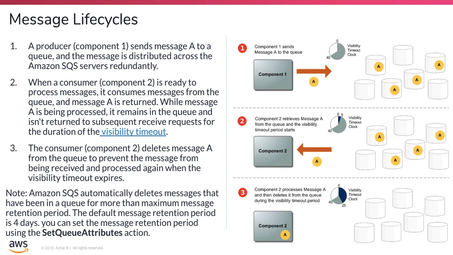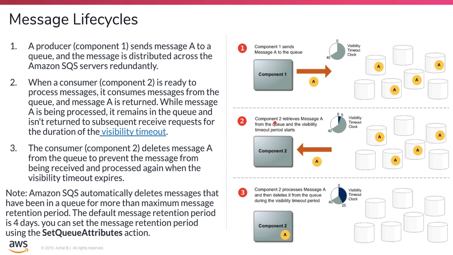Here's an illustration of message lifecycle again. So component one is basically a producer. The producer sends a message. Messages are stored redundantly, to understand that the messages are not stored in just one system. SQS is a distributed system, and it is stored in different storage devices, and it would be part of the queue.